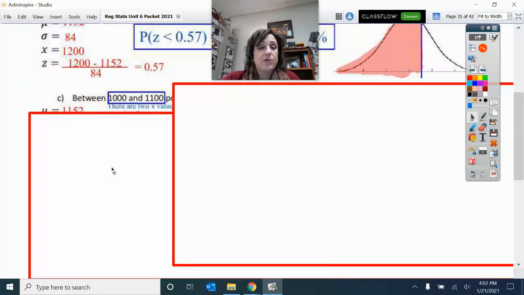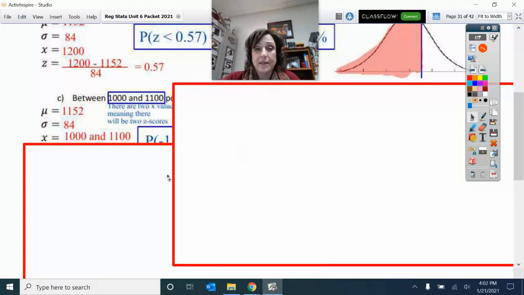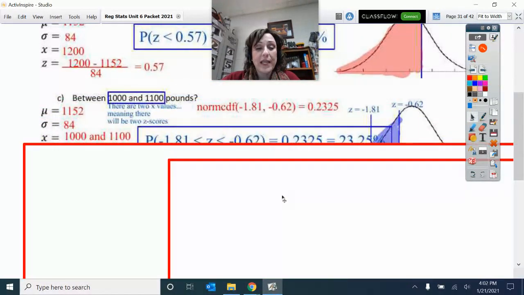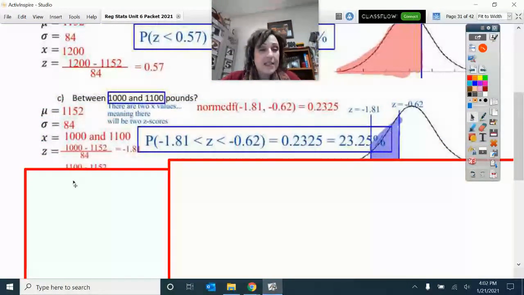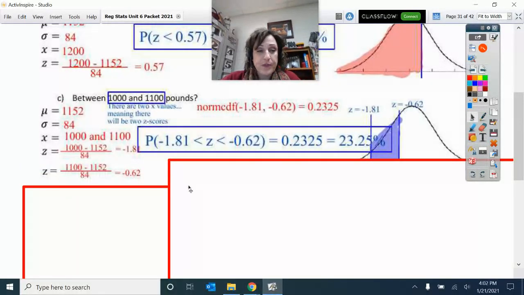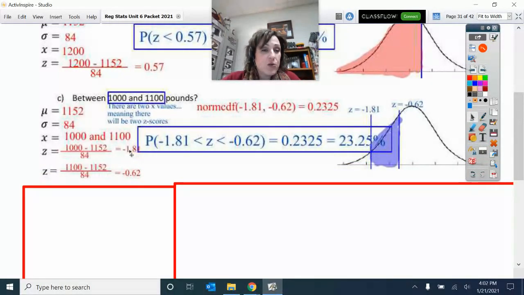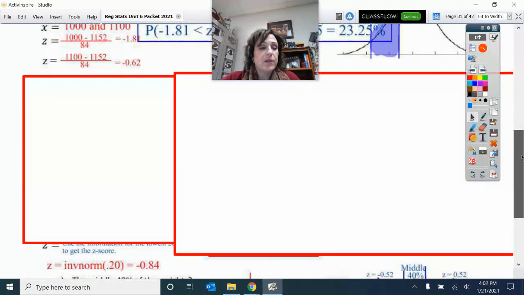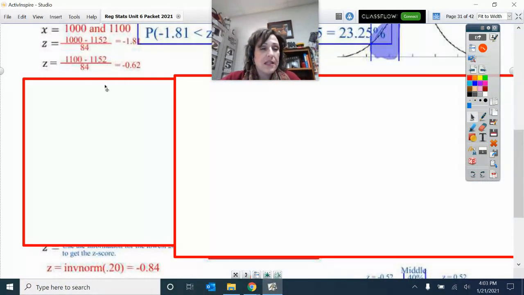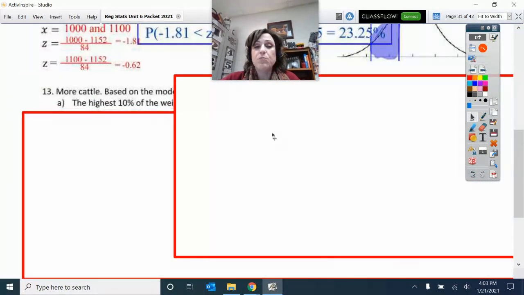See, one of the P's: probability, proportion, percentage. Use the probability notation. Oh, look, between. Remember what we would do for between? We would find both z-scores. So I did that. There's my z-score at negative 1.81, my lower one, and my upper one is negative 0.62. So I norm CDF'd between those two to get 0.2325. Okay, is this the final one? No, I guess we have some more here. Oh, here's more cattle problems.